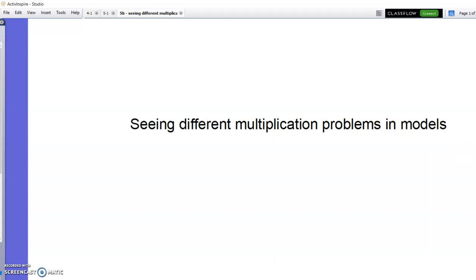Hey, fourth grade. I'm going to work today on seeing different multiplication problems in models. Instead of, as I usually do, where I show you a multiplication problem and you make a model, I'm going to show you some models today. You're going to make the multiplication problem, and I'm going to show you a little twist on it that often gets asked that I want you to see as well.